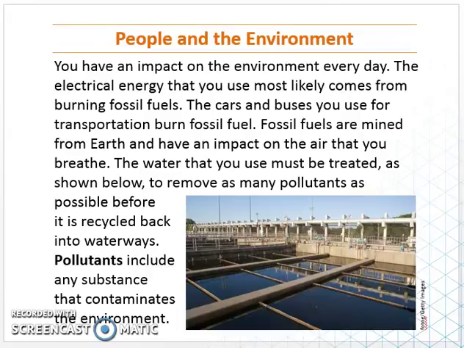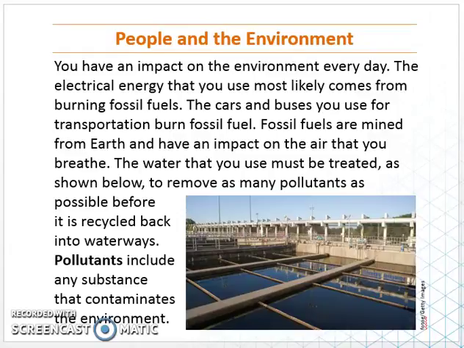You have an impact on the environment every single day. The electrical energy that you use most likely comes from burning fossil fuels. The cars and buses you use for transportation burn fossil fuel. And I hate to break it to everybody, and believe me, I love the electrical cars. I think they're great. But do you know how electrical cars get their power? From fossil fuels, because you have to power the electricity. And where does that electricity come from? Fossil fuels, nuclear power, etc., right? So don't forget that. Don't be fooled.